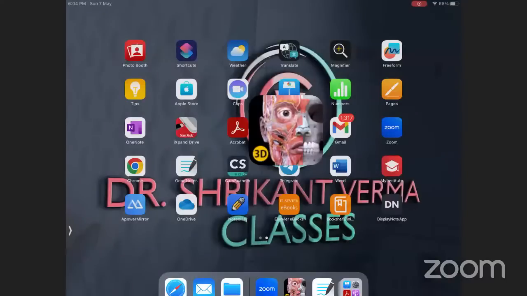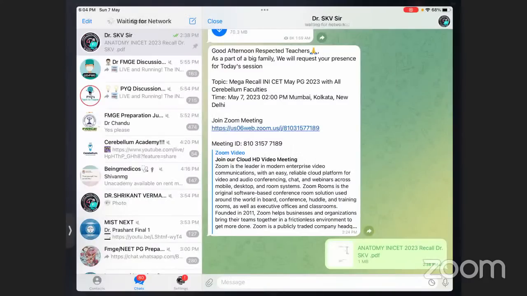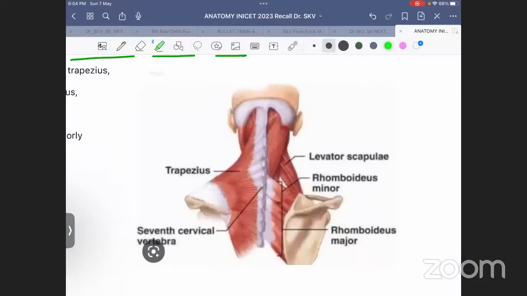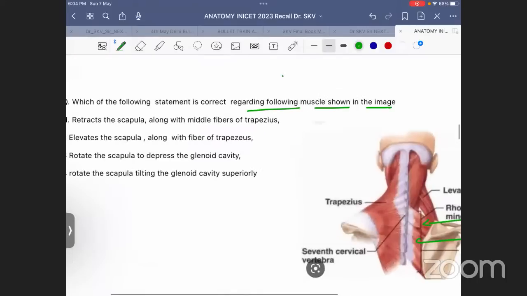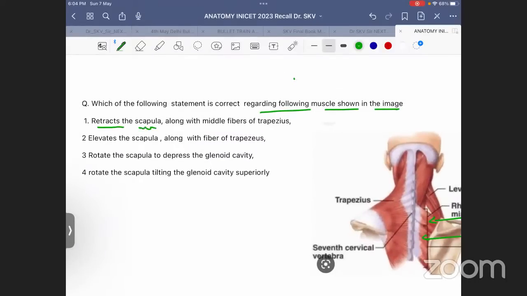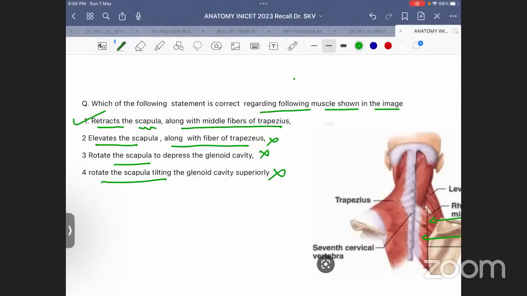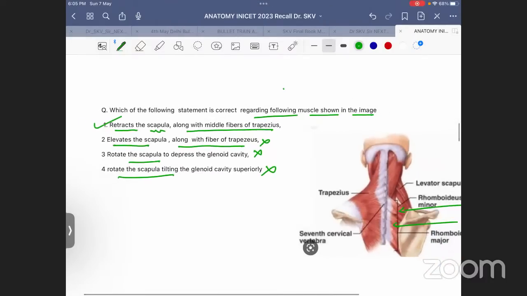Over this there was an arrow, and you all know this rhomboid muscle is a retractor. I'm just telling you the answer only, I'm not taking your time. There was an arrow over the rhomboid major or minor. The rhomboid muscles are responsible for retraction of the scapula along with the middle fibers of the trapezius. This is the correct answer. The remaining: elevates the scapula along with fibers of the trapezius, it is wrong. Rotates the scapula, this is wrong. Rotates the scapula, tilting the glenoid, this is wrong. So the answer was the first. Okay, fine. Trapezius was not given. Any more things? Yes, correct, Anupam.